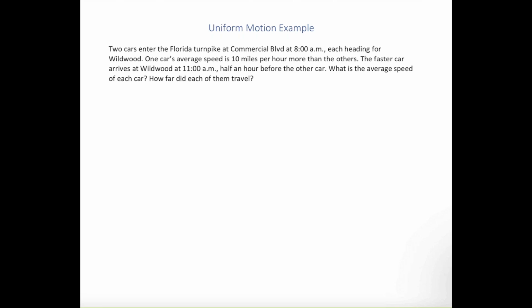Two cars enter the Florida Turnpike at Commercial Boulevard at 8 a.m., each heading for Wildwood. One car's average speed is 10 miles per hour more than the other's. The faster car arrives at Wildwood at 11 a.m., half an hour before the other car. What is the average speed of each car and how far did each of them travel?